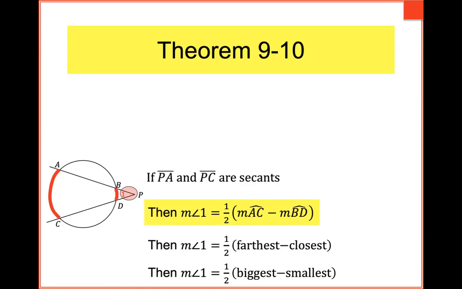So I generally think about it as farthest minus closest, but a lot of kids think about it as biggest minus smallest. And by the way, if you have an exterior angle like that, then the farthest arc will always be the biggest. It's never going to be the closest minus the farthest. It's always going to be the farthest minus the closest, because the farthest is going to be the largest one, because it's an angle.